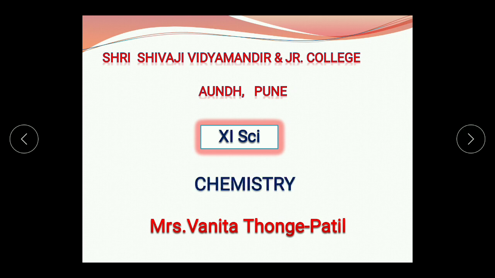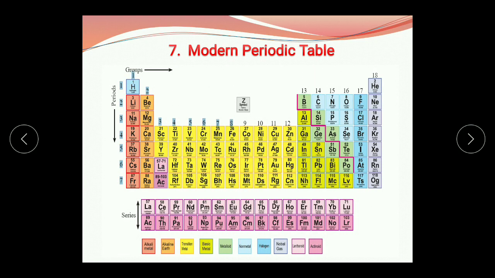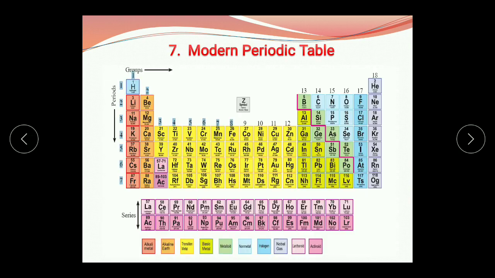As you all know, we have started the study of the 7th lesson of your syllabus, that is the modern periodic table. Before starting today's session, we will just revise what we learned in the previous session. In the previous session, we learned about the periodic trends in chemical properties. The properties we discussed were valency, and second, metallic and non-metallic character.